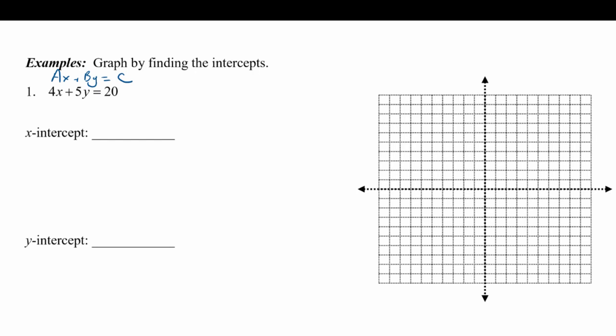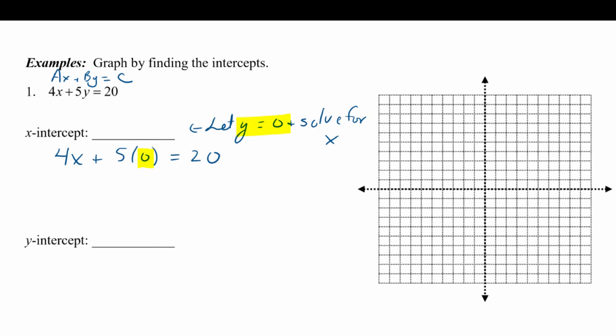And so to find the x-intercept, we let y equal 0 and solve for x. You're going to want to make a note of that in your math notebook, and memorize it before your first test, because you will be expected to remember that to find the x-intercept of a graph, we let y equal 0 and we solve for x. So in our standard form, that means 4x plus 5 times 0 equals 20. There's our y being 0, right? Now we solve for x, and that gives us 4x equals 20, or x equals 5.